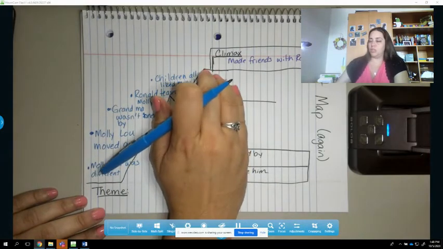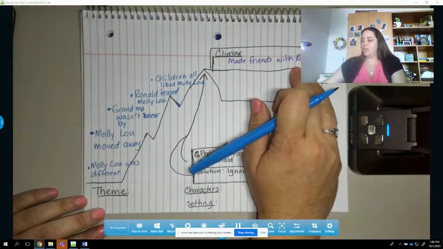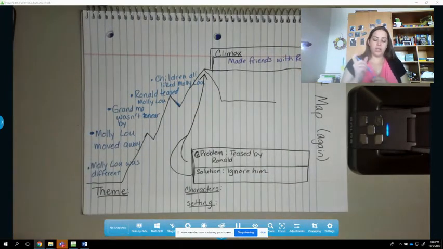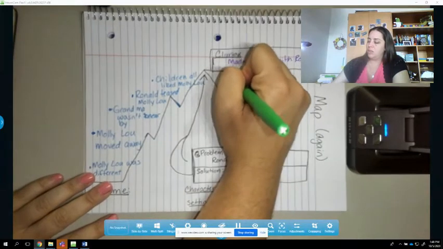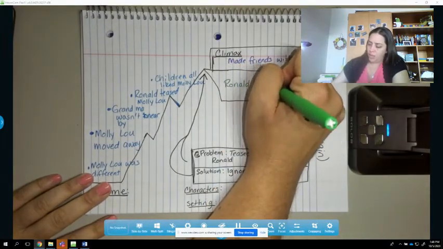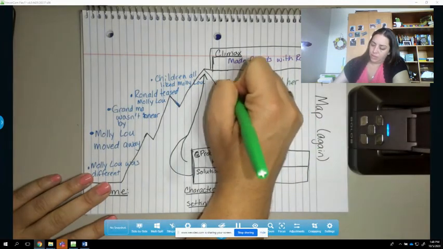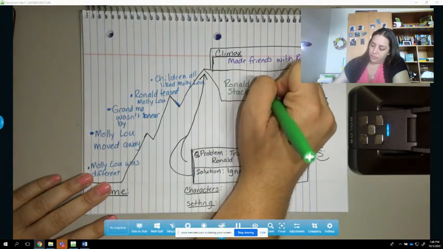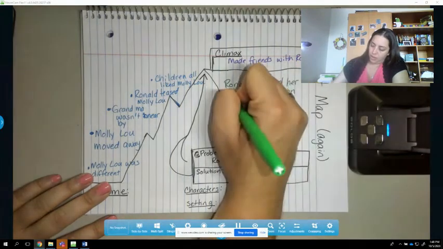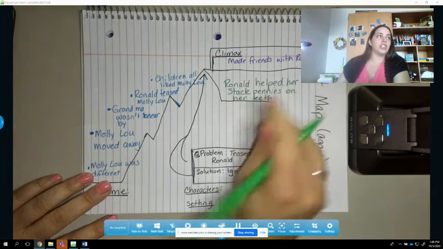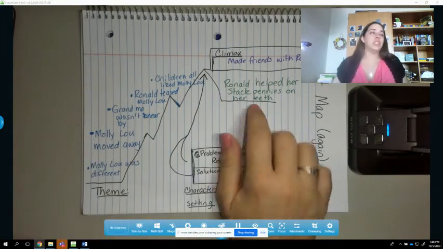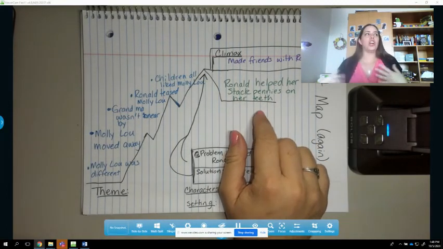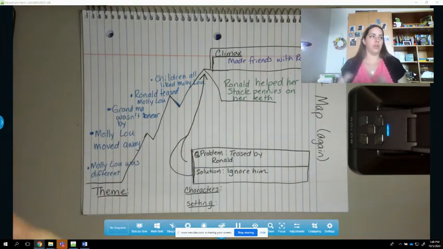And at the climax of our story, Molly Lou made friends with Ronald, and we could say that our resolution, what happened after she made friends with Ronald, is that Ronald helped her stack pennies on her teeth. Now, this is not something I would suggest that you do. Stacking pennies on your teeth is not a very good thing or a clean thing to do, so please don't go stack pennies on your teeth. But in our story, that was what Molly Lou and Ronald were doing.